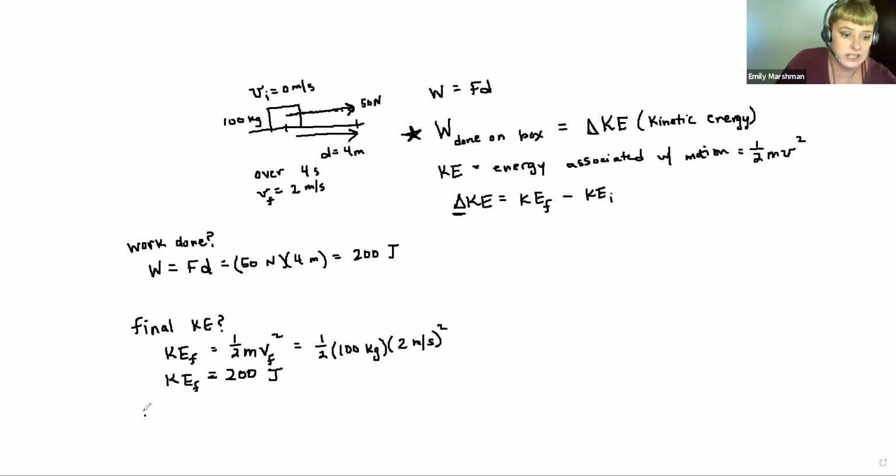What was the initial kinetic energy? Well, it was 0, right? Because it was initially at rest. So the change in the kinetic energy is the final kinetic energy minus the initial kinetic energy, which is 200 joules. That is equal to the work done on the box, which is 200 joules, which is what one of the main principles in physics, the work energy theorem, tells us.